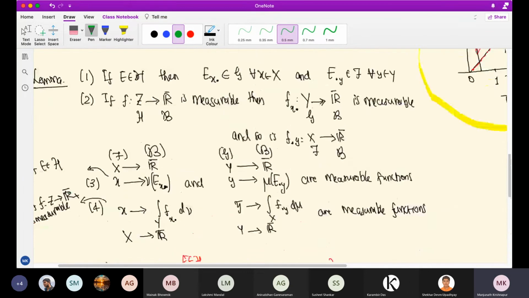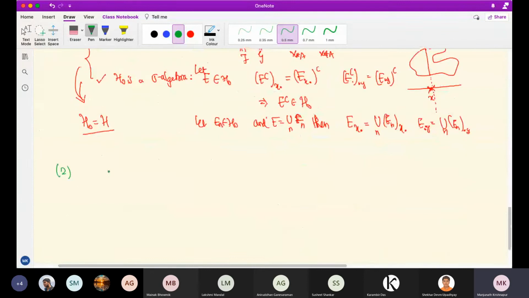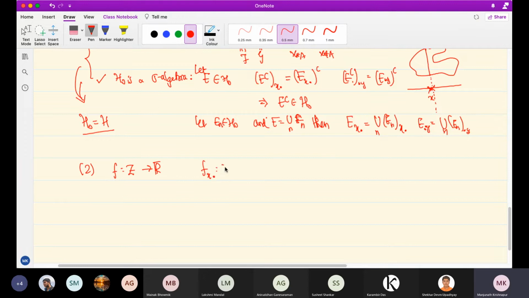Okay, let's next prove 2. Okay, 2 is actually trivial. 2 is also easy. So if f is a function from Z to R bar, then f_x· is a function from Y to R bar. You remember that f_x· applied to y is just f applied to (x, y). So what I want to say is f_x· inverse of some set A.